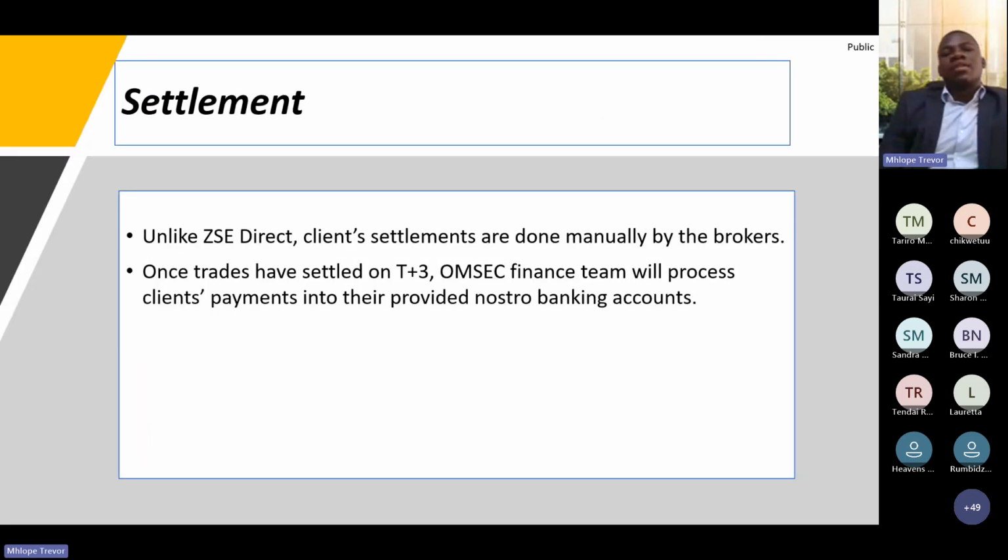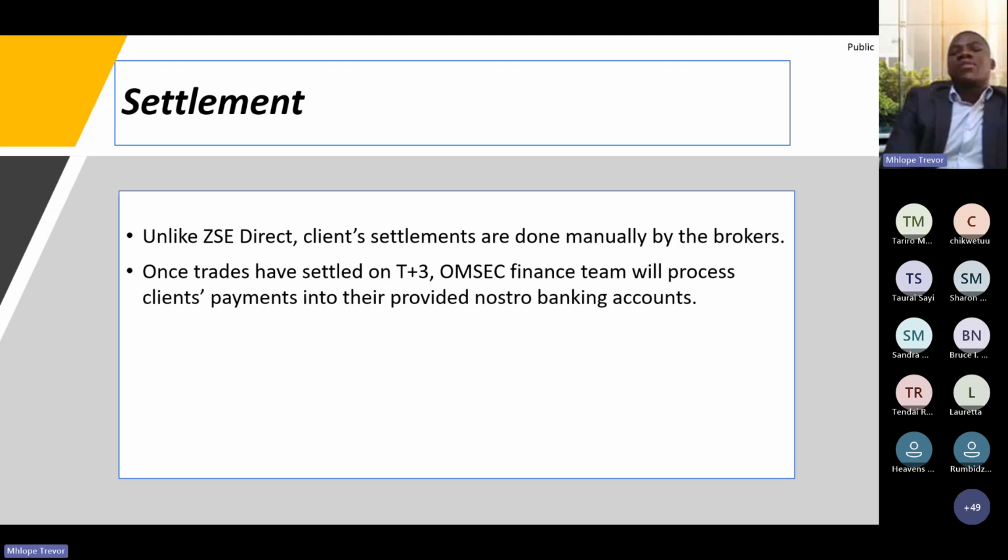So we move on to settlement. Unlike ZSE Direct, client settlements are done manually by the brokers, because on ZSE Direct it's automated. There, if you sell your shares, after 3 working days you just receive your money. With VFX Direct, we receive reports from VFX, and after T+3, that is, 3 days after your trade, we then notify our finance department to pay you your dues. So this is settlement in terms of payments.